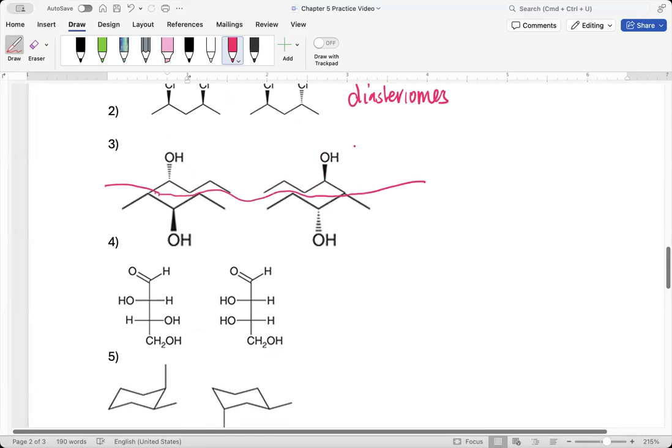So we're looking at these two molecules up here on the top. Okay, these two molecules are actually the same molecule. I want you to imagine taking this second molecule and just, let's get rid of the eraser. Why can I not erase? There we go.